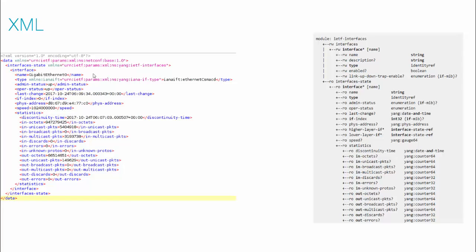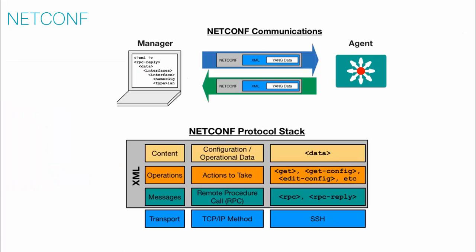So this is a particular instance of that interface model. Now I'll just quickly give you a brief overview of what NETCONF is. NETCONF is just a protocol that gives you the ability to get data from the box, or you can push configurations to the box, you can edit configurations. When you use NETCONF, you send data to the box in XML format, and NETCONF expects to receive data from the box in XML format.